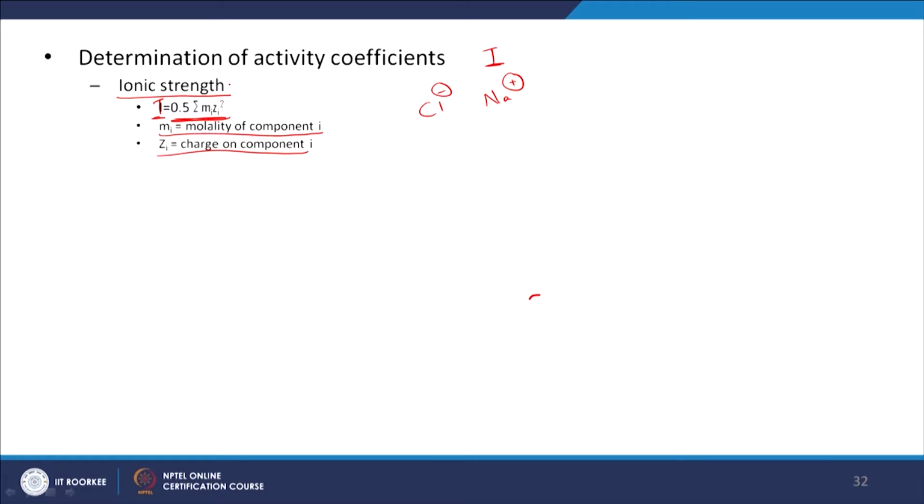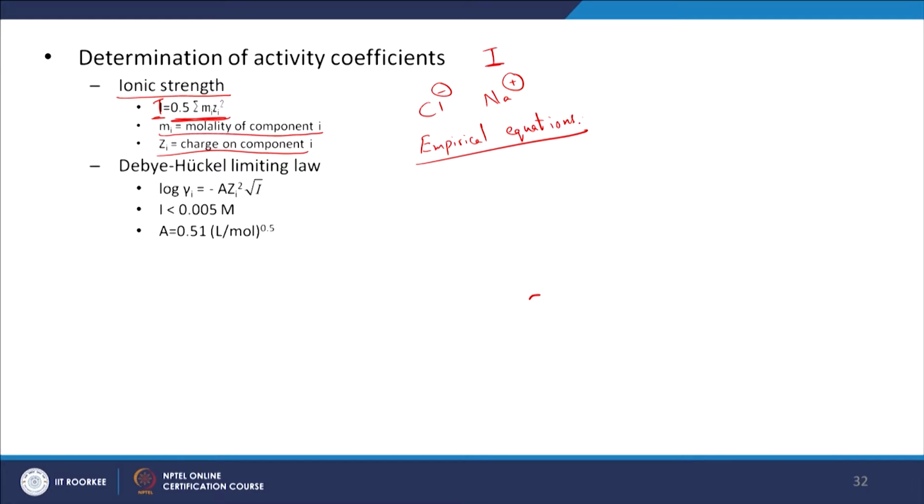So once you calculate the ionic strength, there are different empirical equations. So we are going to look at that. Obviously you do not need to mug them up. I think the most usually used law is the Debye-Hückel limiting law, but keep in mind that this is only applicable when the ionic strength is less than 5 into 10 power minus 3 molar, or 5 millimolar. So let us look at what we have here.